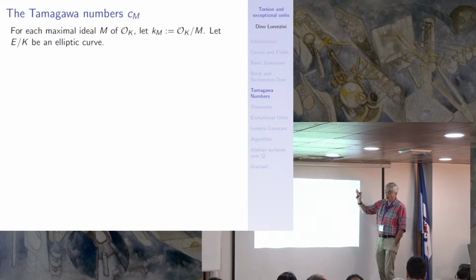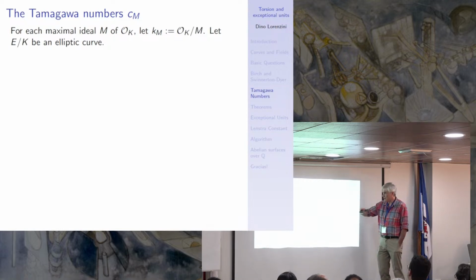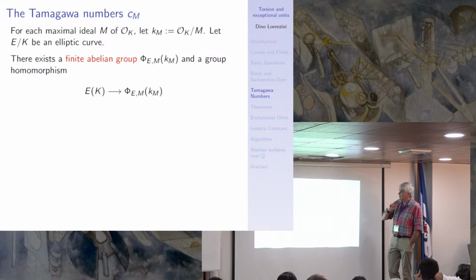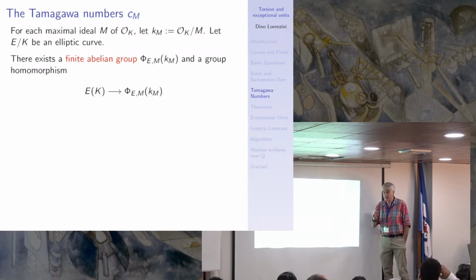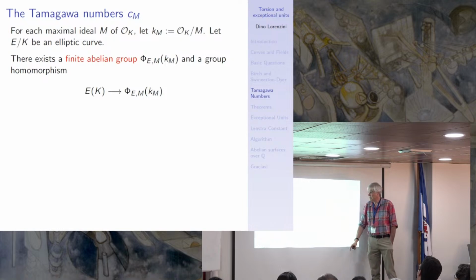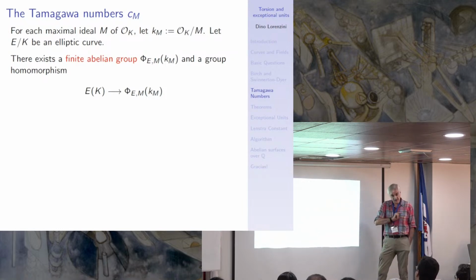So I'm going to define this number, the Tamagawa number, that appears on the top. In the simplest possible way, for each maximal ideal m of O_K, I have its residue field. And I take an elliptic curve defined over K. The theory tells us that there exists a finite abelian group called Φ_E,m of k_m, and most importantly, a group homomorphism from E(K) into that finite abelian group.